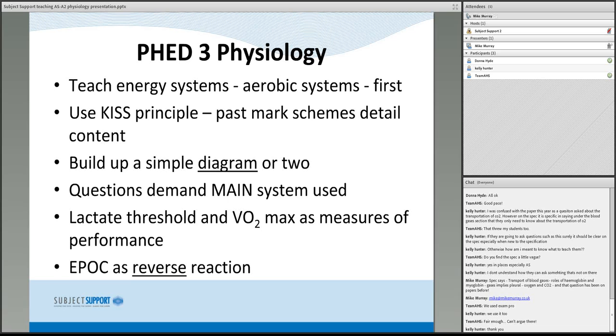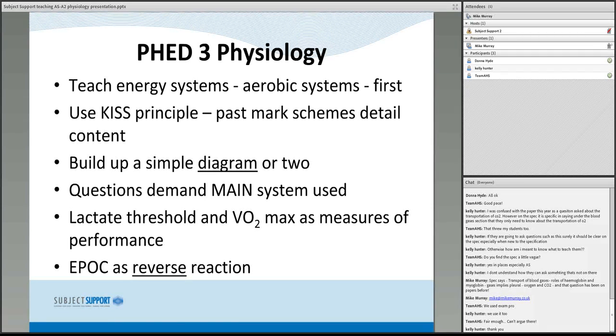I like to use lactate threshold and VO2 max as means of measuring performance. I'll give you another outlook on that in a couple of slides' time. And EPOC, I actually take that diagram on the 3rd bullet point, which shows the simplistic diagram of energy systems being used. I then use the reverse of part of that diagram to show what EPOC's all about.